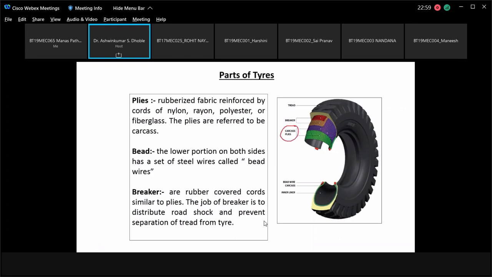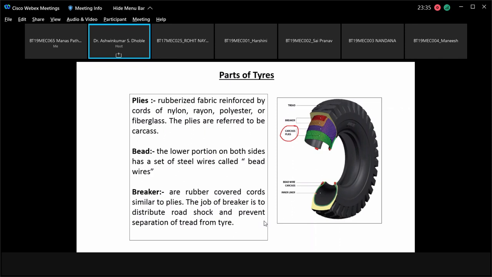These are rubberized fabric layers put one over another, and that is called the carcass. Basically, the arrangement of these carcass plies makes the different types of tires that we are going to see. Here they are showing bead wires, then the carcass, and the inner liner, which can also be called the casing. So this is basically the cross section of the tire. This figure gives you the complete idea.